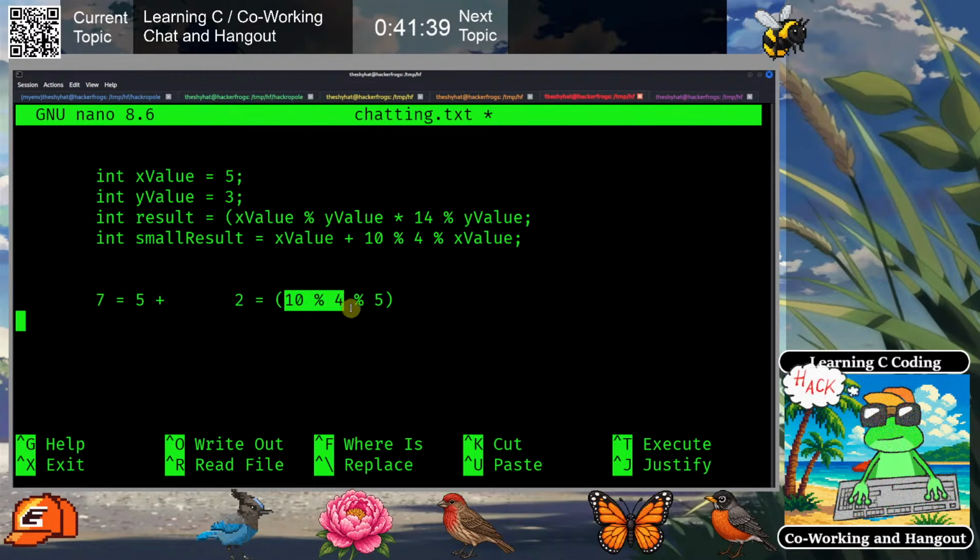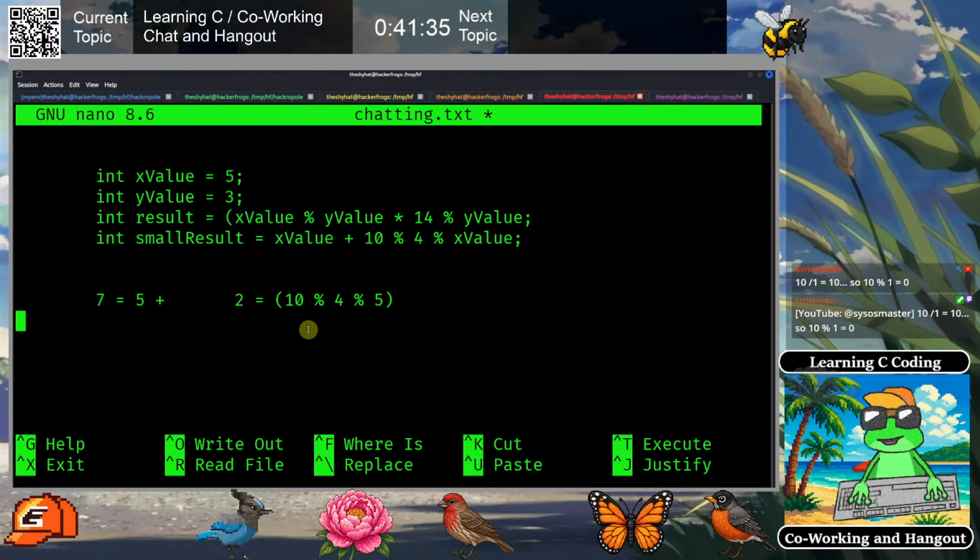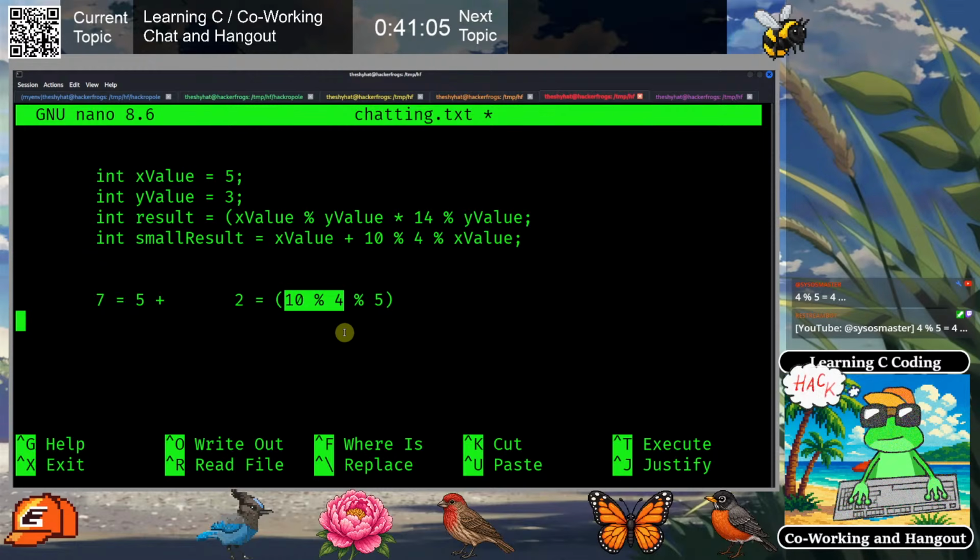We could also do it... yeah, 10 modulo 1 is 0. It divides evenly. So we can't do it this way. We have to do it 10 modulo 4. 10 modulo 4 is 2. 2 modulo 5 is 3. That doesn't work. So yeah, it doesn't work either way.